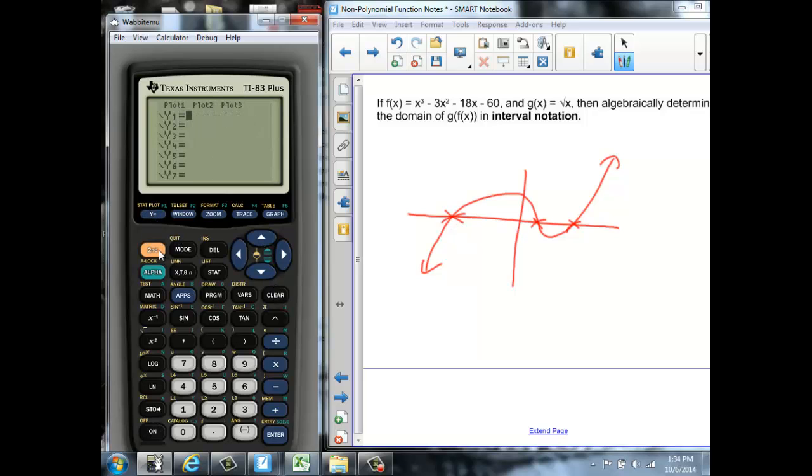So type it in your calculator to start. Square root all of this mess: x cubed minus 3x squared minus 18x minus 60. Zoom standard to graph. And then we've got to interpret what this graph says, because does yours look anything like mine? Yes, it does. And that's hard to understand.